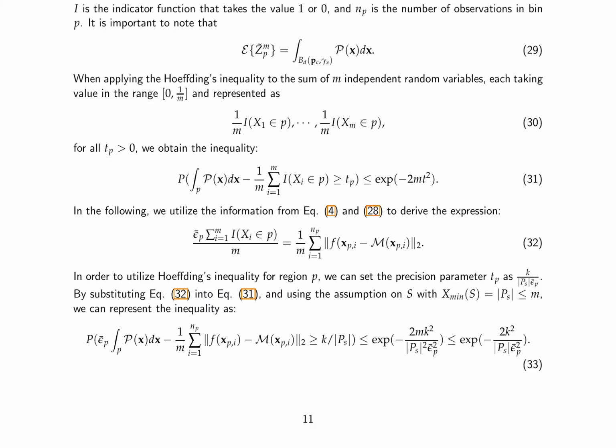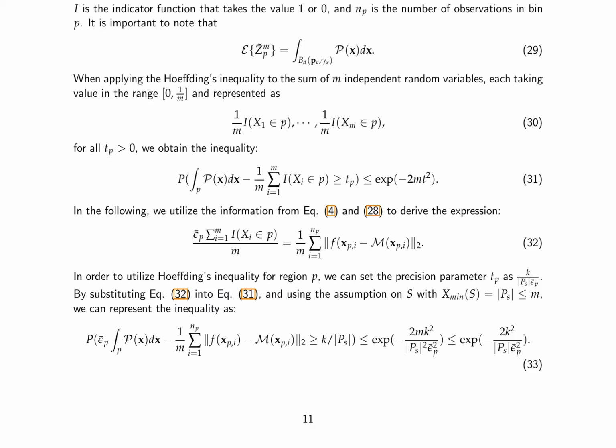They then utilize the information from EQ 4 and 28 to derive the expression in EQ 32. By setting the precision parameter Tp as P's op, they can represent the inequality as EQ 33. Simplifying the inequality by assuming the range of the regression loss is within 0, 1, the authors obtain the upper bound in EQ 34, which is independent of P.